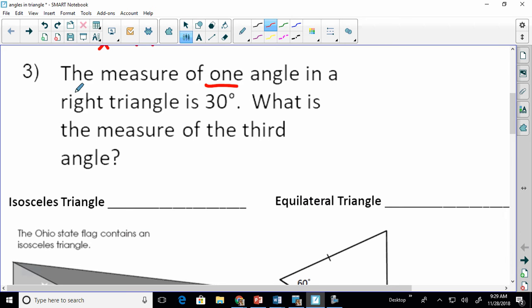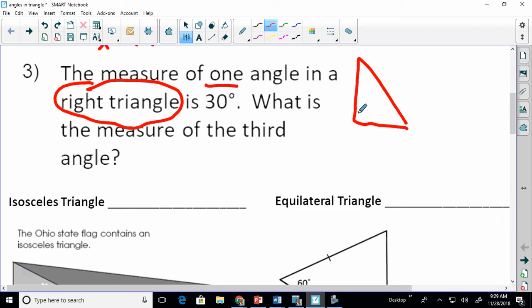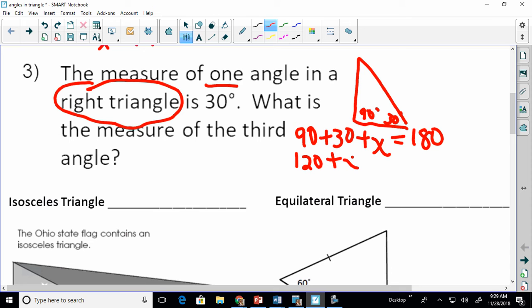What this tells you about the triangle is that it is a right triangle. So what do we know about a right triangle? Well, a right triangle has a right angle, so that one angle is 90. One of them is 30. So to get the third one, I would do 90 plus 30 plus that third angle is 180. So 90 and 30 is 120. So 180 minus 120 would give me that third angle, which is 60 degrees.